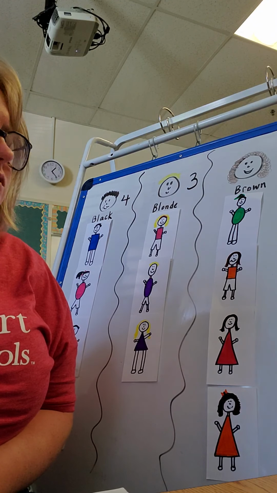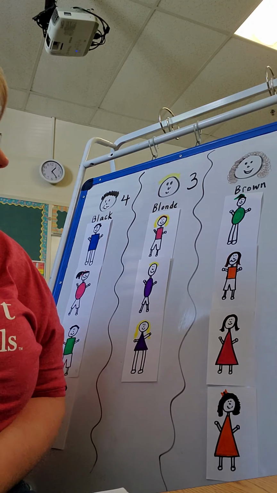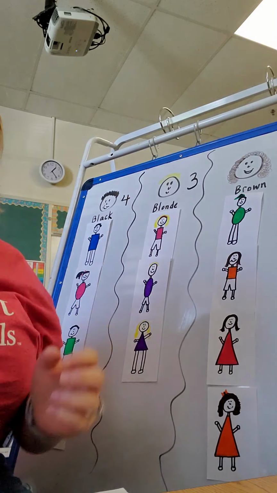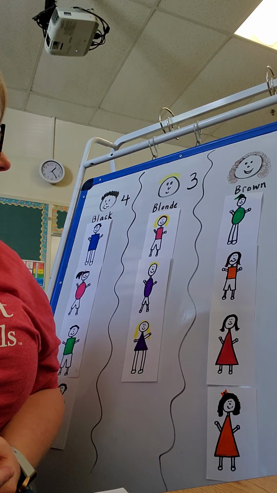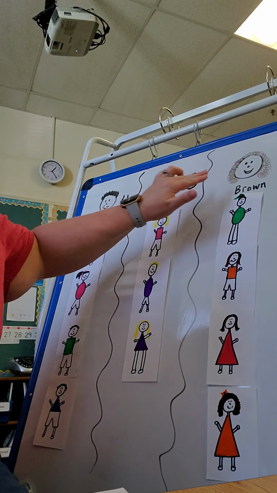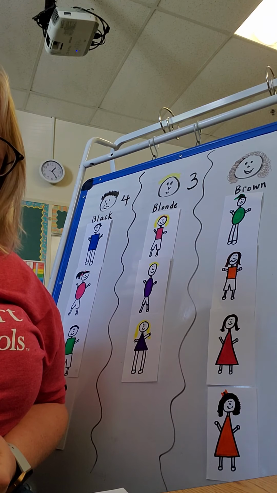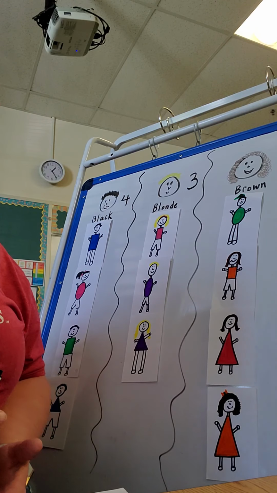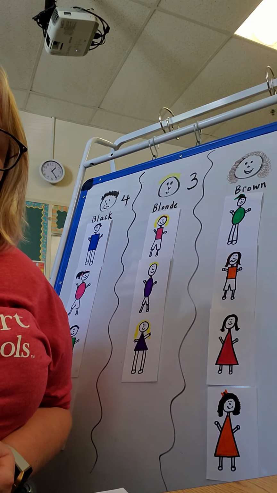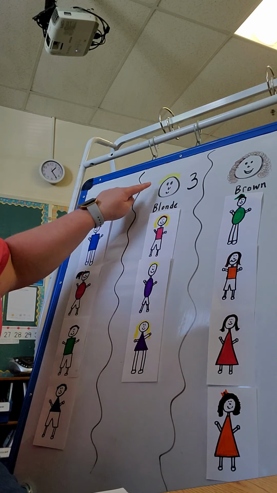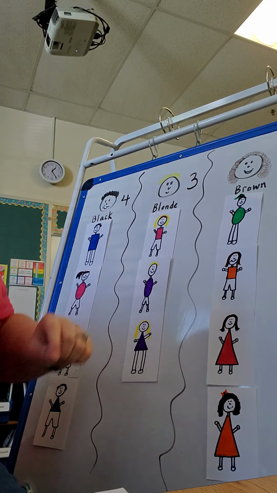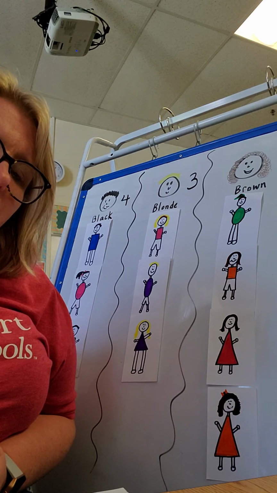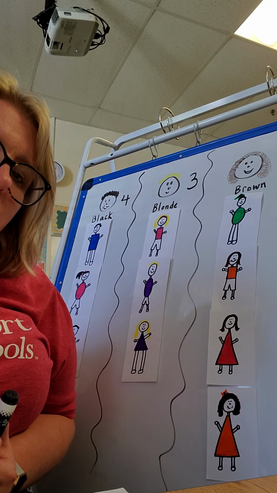Which color hair is the most? Well, this one is 4. I know 4 is more than 3, but then brown is also 4. So what could that mean? If there's 4 kids with black hair and 4 kids with brown hair, what could that mean? They're the same. So there's 4 kids with black hair, 4 kids with brown hair. Those numbers are the same. And the least amount is blonde-headed kids, and those are just 3. Do you think we could find out how many kids there are in all? Let's find out how many kids were sorted today.